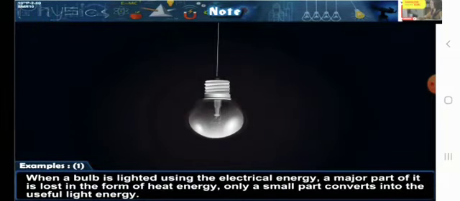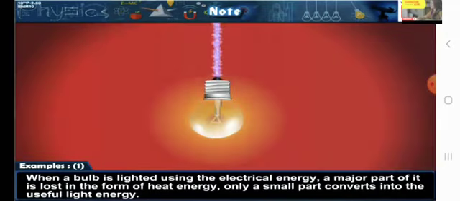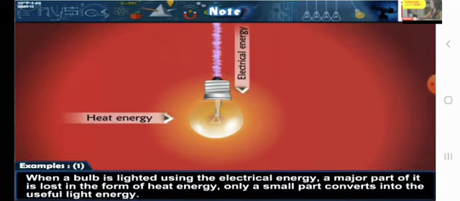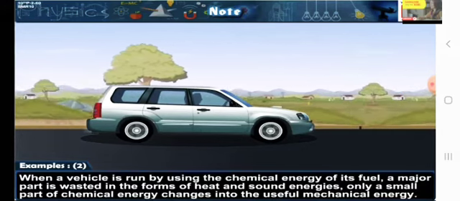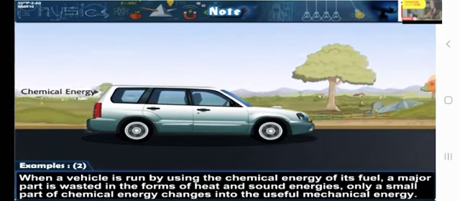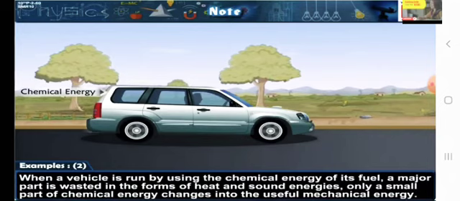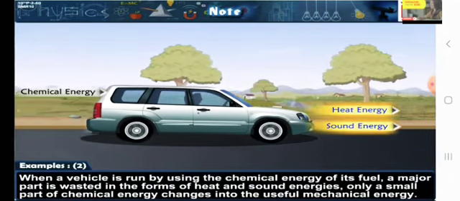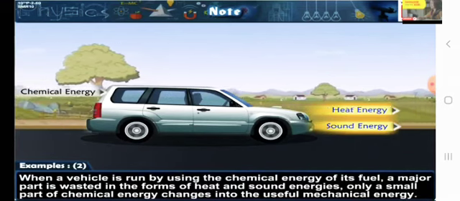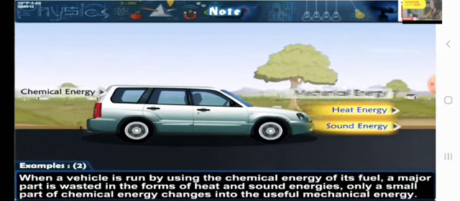Examples: 1. When a bulb is lighted using electrical energy, a major part of it is lost in the form of heat energy. Only a small part converts into useful light energy. 2. When a vehicle is run by using the chemical energy of its fuel, a major part is wasted in the form of heat and sound energies. Only a small part of chemical energy changes into useful mechanical energy.